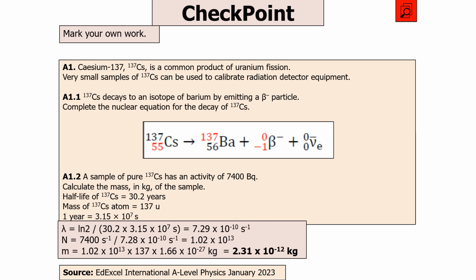We know that N is going to be equal to the activity over the decay constant. So therefore it's going to be 7,400 over the decay constant, which is 1.02 times 10 to the 13. Then we can work out what the mass is, because we know the mass is going to be the number of particles times the number of nucleons that we have, multiplied by 1.661 times 10 to the minus 27 kilograms. So it's 2.31 times 10 to the minus 12 kilograms.